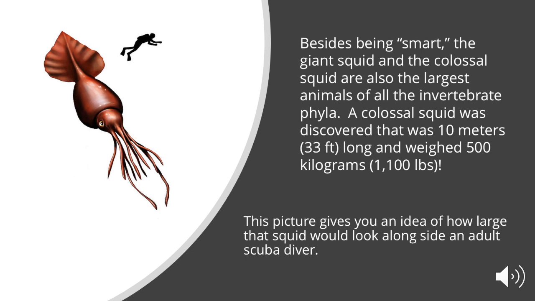All right, so besides being very smart, the giant squid and the colossal squid are also the largest animals of the entire invertebrate phyla. So these are massive, and you can see a little picture here that represents one of these colossal squids. This is how it would look next to an adult human. A colossal squid was discovered that was 10 meters or 33 feet long and weighed 500 kilograms. That's over 1,000 pounds. This picture gives you an idea of how large that squid would look right next to a scuba diver.